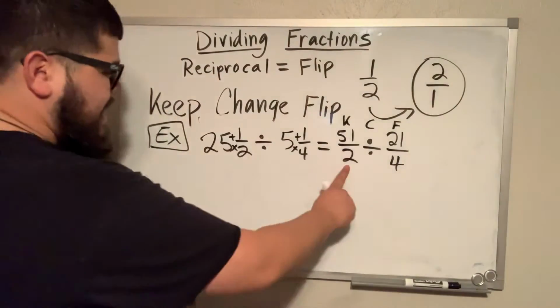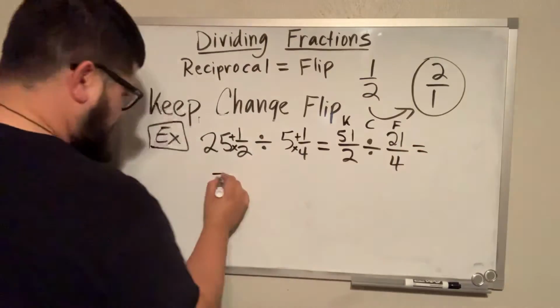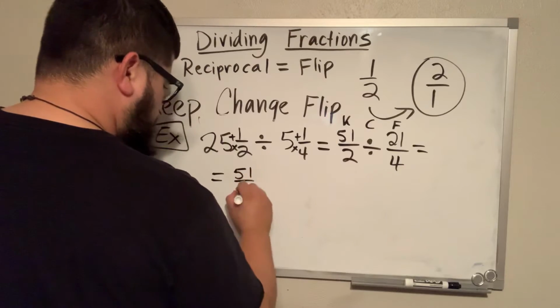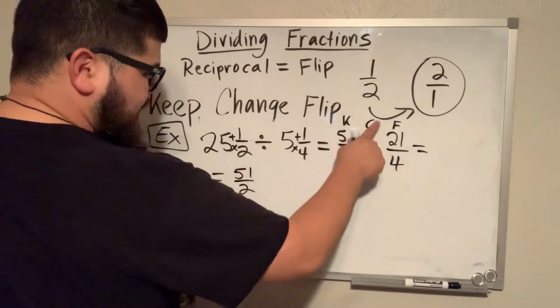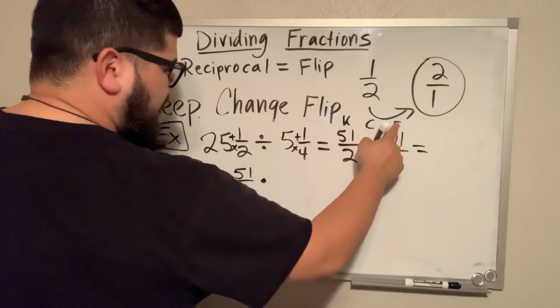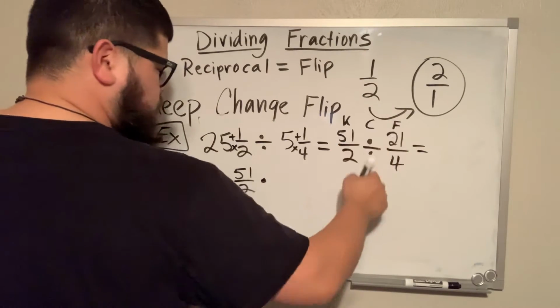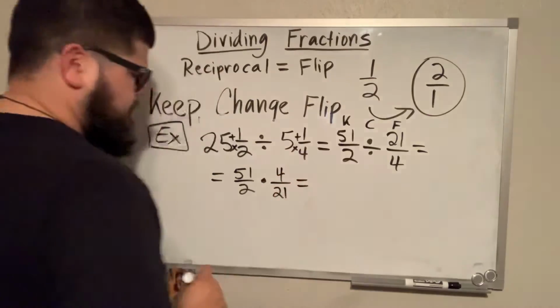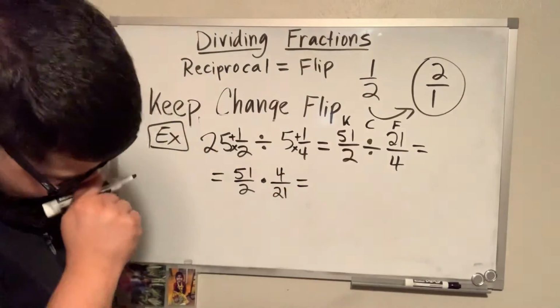Okay, so we're going to keep, I'm going to write this equal sign so I can write it over here. 51 over 2, the exact same. 51 over 2. Division changes to multiplication. We're on C. And now we're going to F. F says flip or get the reciprocal of 21 over 4. 4 over 21. Okay? All right.